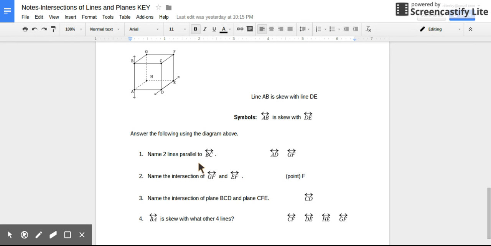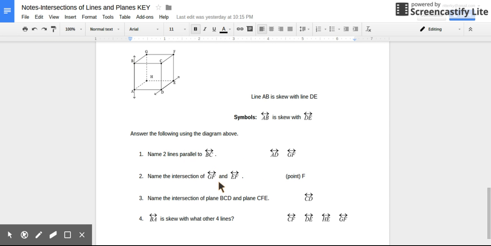Name two lines that are parallel to line BC. So here's line BC up the top. We could think of line BC as either being on the top plane or the bottom plane. So parallel has to be on the same plane. So what's going the same direction on the top? Well, line GF is one of them. And if we think about BC being on the front plane here, then what would be parallel or going the same direction on the front plane? Well, line AD. So line AD and line GF would be considered parallel to line BC.